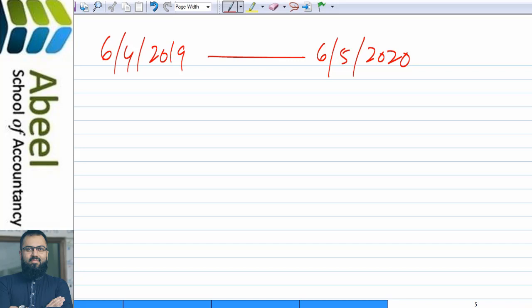For you and me, the relevant tax year is 18/19. 18/19 means the fiscal year, the tax year, will start from 6th April 18 and it's going to end on 5th April 19.